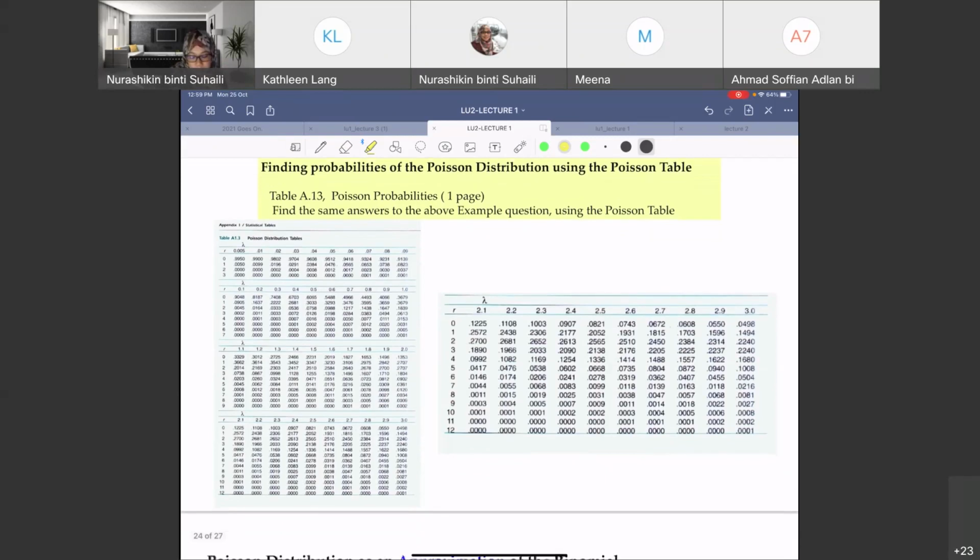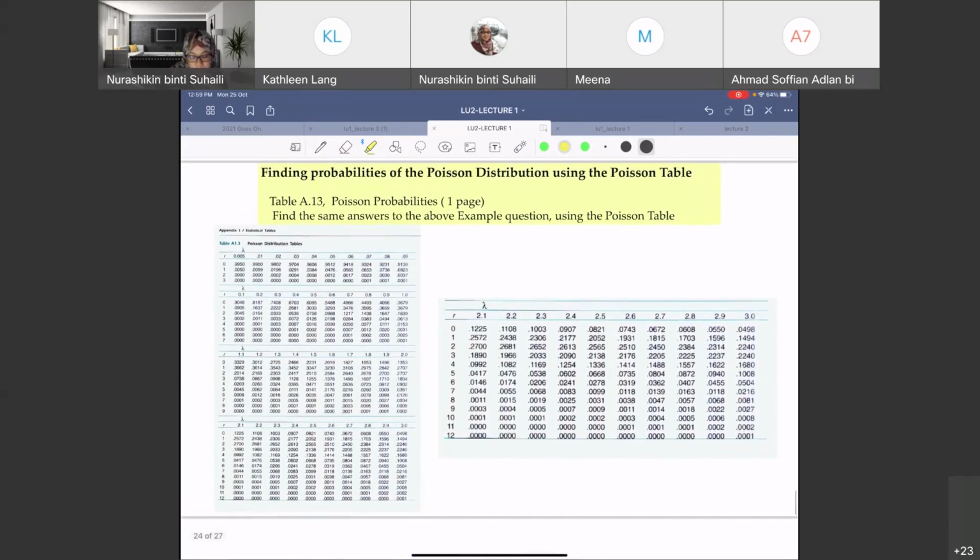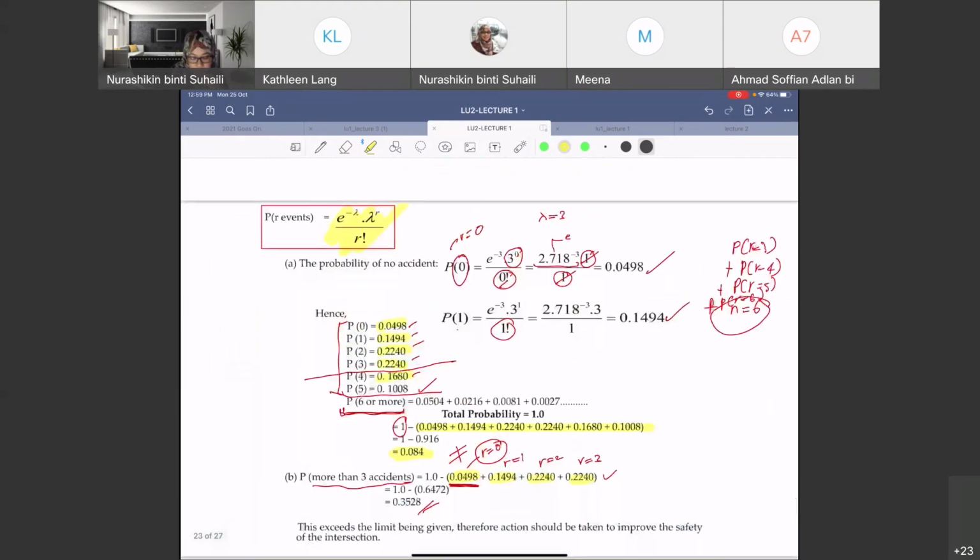Okay. So this is the table. What's the information provided is the r value and the lambda value. Let's say just now we don't want to use the formula. We want to solve it using the table. So we know that lambda is equal to 3, and let's say for r equal to 0, it should be the same.